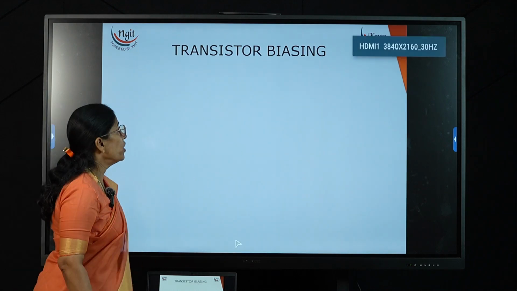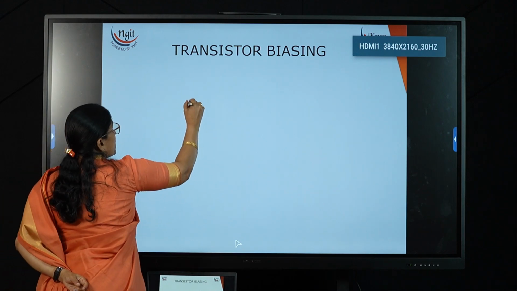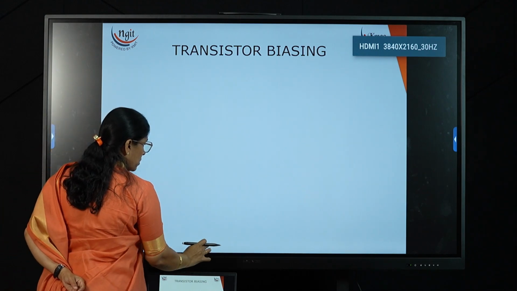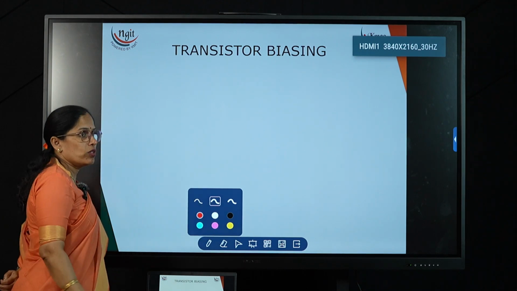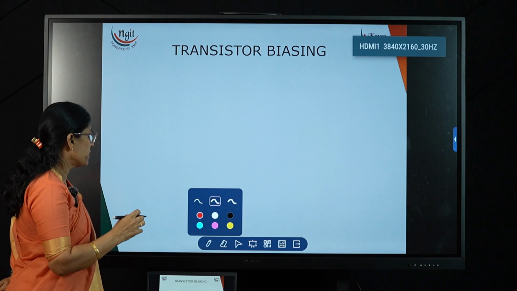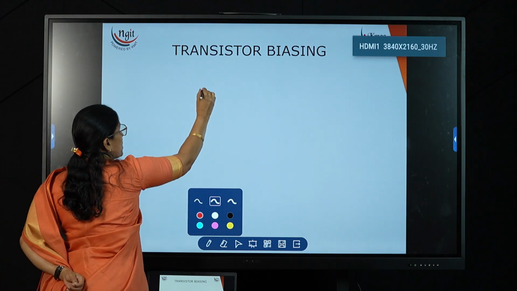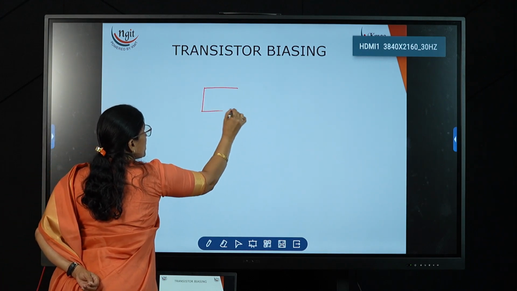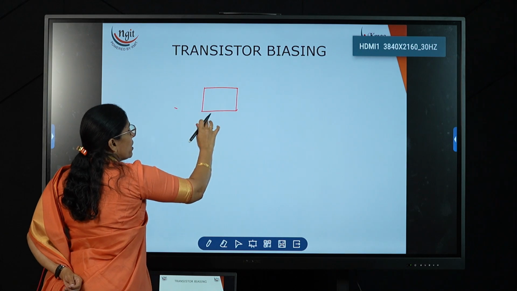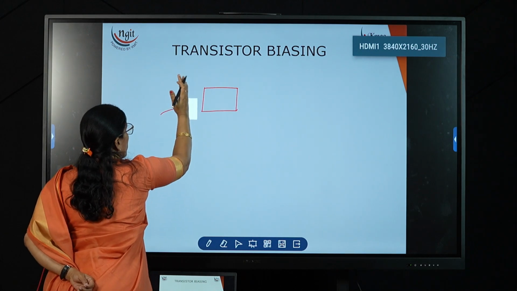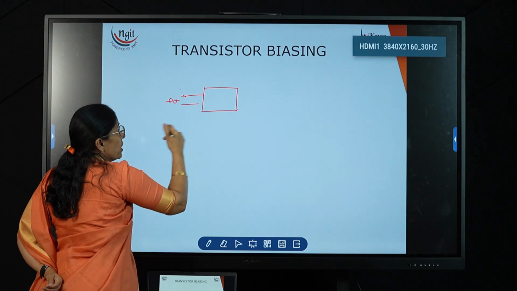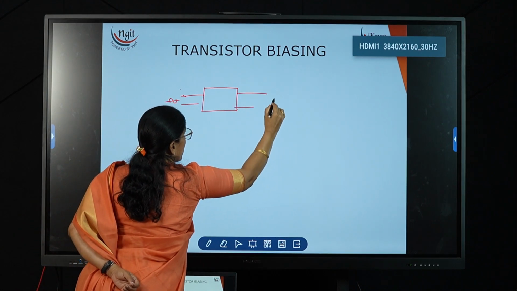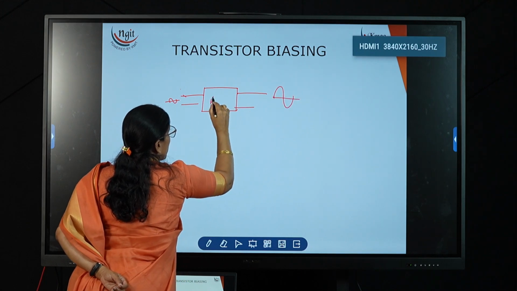Now here, this is a transistor. We have already studied how the amplifier works, that the transistor is an amplifier. If I apply a small voltage at the input, it will give a large voltage at the output. Now if I apply an AC signal at the input, it amplifies and gives a large voltage at the output. This is an amplifier circuit.